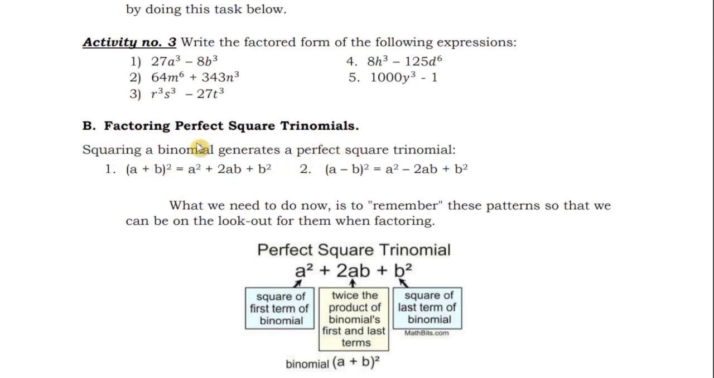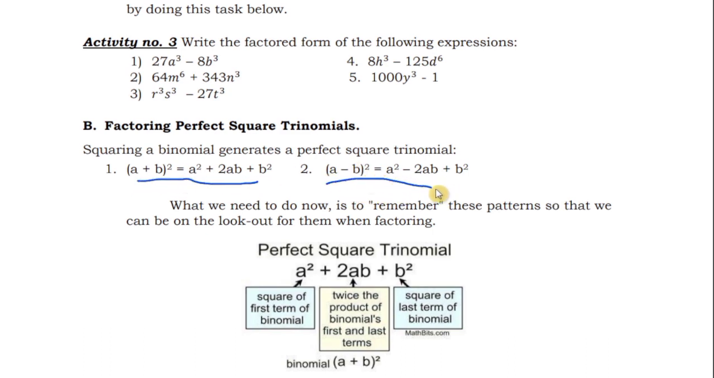Another part is the factoring of perfect square trinomials. So we have here another set of pattern. The quantity a plus b quantity squared is equal to a squared plus 2ab plus b squared. Then the quantity a minus b quantity squared is equal to a squared minus 2ab plus b squared. In this case, this is just a special product for the perfect square trinomial.